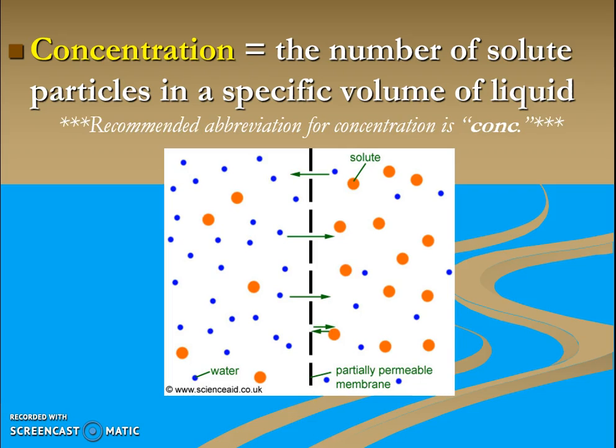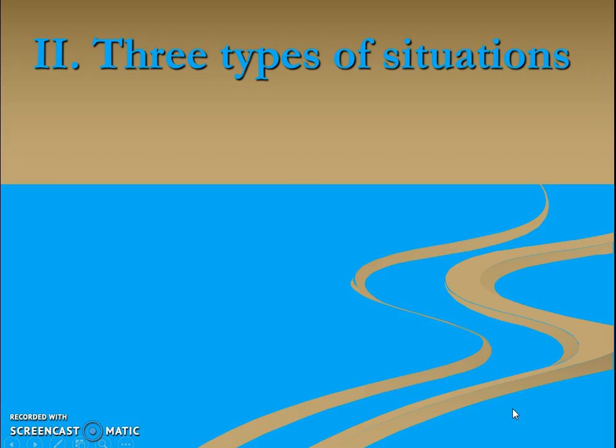Okay? So we're going to be talking about concentration a lot, so I'm going to really recommend you abbreviate concentration as C-O-N-C, because you're going to just get tired of writing it out. As we go through these notes, we're going to think about three major types of situations, and we're going to have names for these situations, and these are all going to be about how and where water is going to move, whether it's into the cell, out of the cell, or it's going to be both.